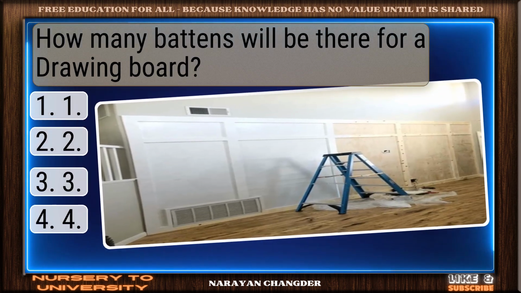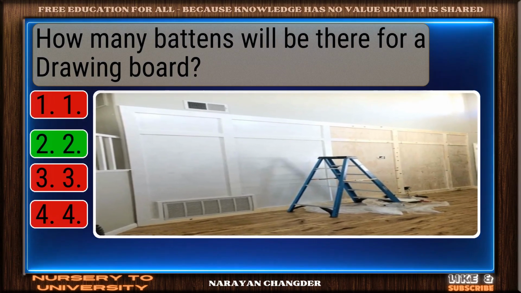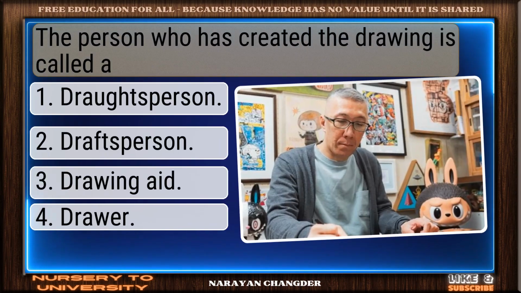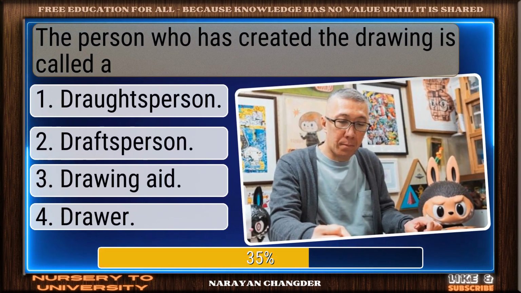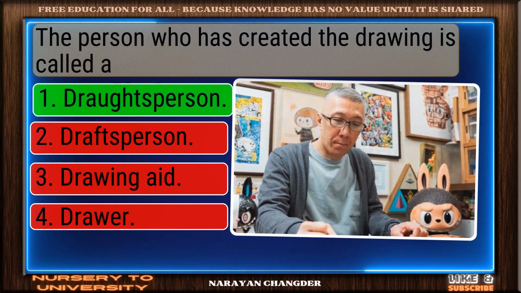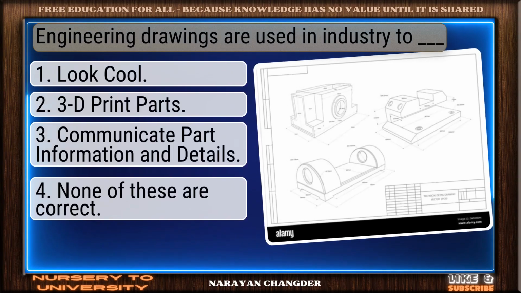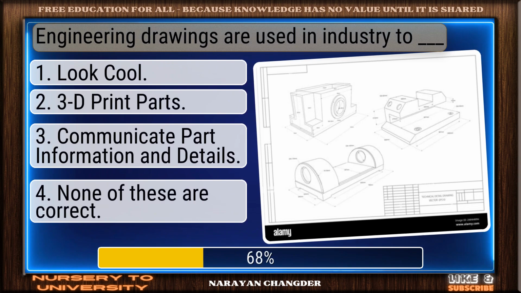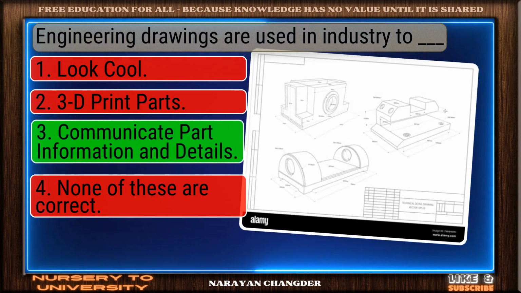How many buttons will be there for a drawing board? Smart pick. 2 is the correct choice. The person who has created the drawing is called. Nice work. You chose Draftsperson, and it is correct. Engineering drawings are used in industry to dash. Well done. Communicate part information and details is the right choice.